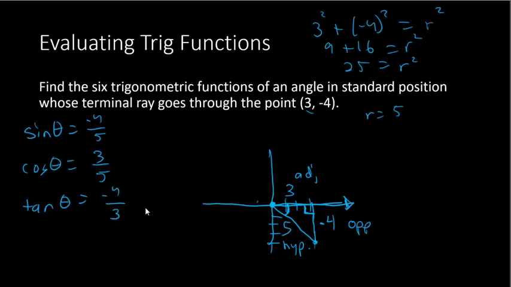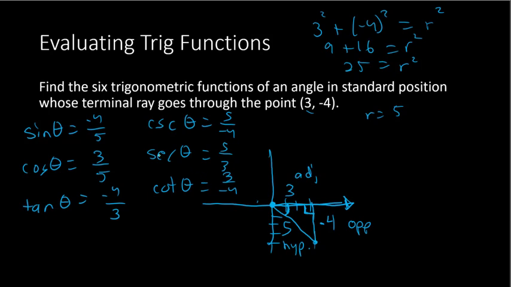And then we have the inverses of each of these. The inverse of sine is cosecant, so we would do 5 over negative 4. The inverse of cosine is secant, so we just switch the top and the bottom to get 5 over 3. The inverse of tangent is cotangent, so again switch the top and the bottom to get 3 over negative 4.